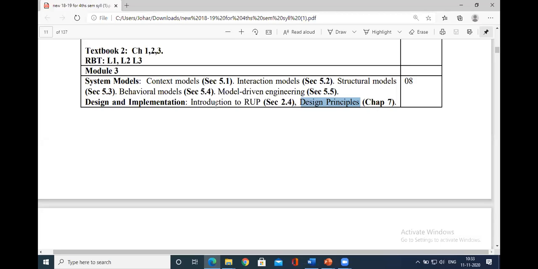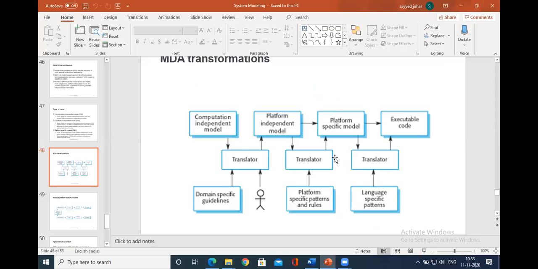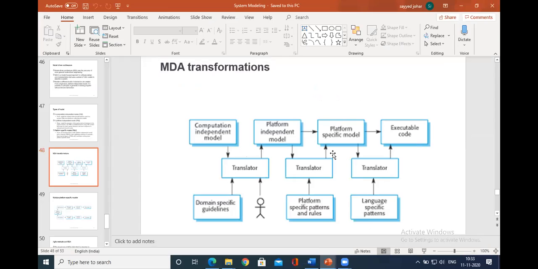So model driven architecture. You have MDA transformations in this topic to be discussed, and multiple platform specific models. For that, just have a display of the diagram of what is model driven engineering. Theoretically, you have to go through the classification of it and what the MDA transformations and multiple platform specific models are.